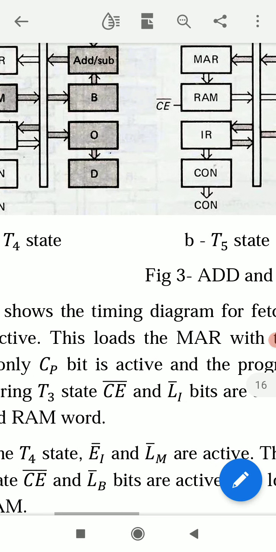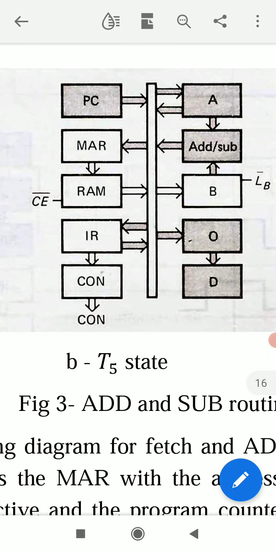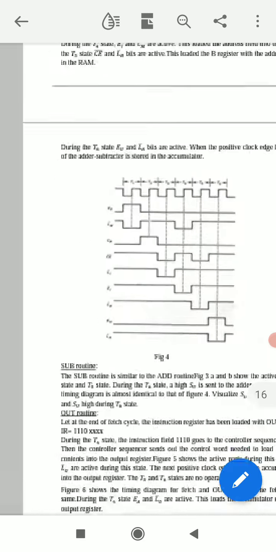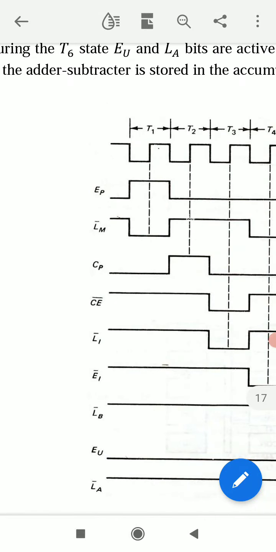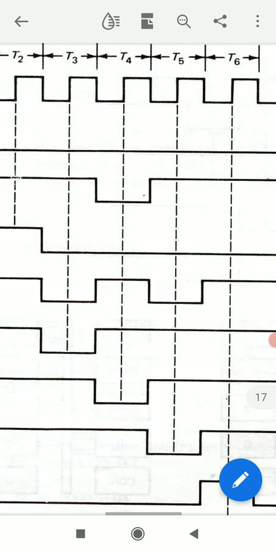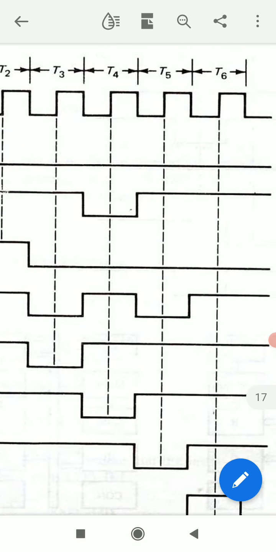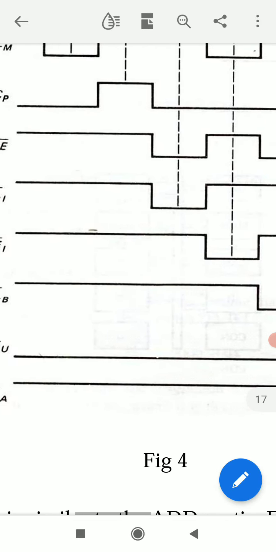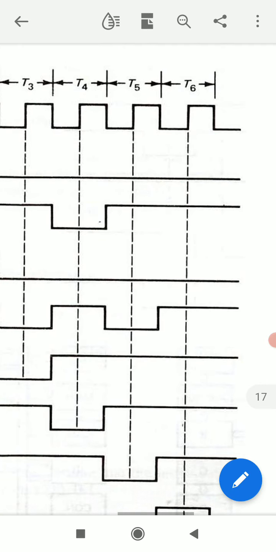During T5 state, the active bits are CE bar and LB bar. These are active when these are 0. So during T5 state, CE bar must be 0 and LB bar must be 0. CE bar is here. This CE bar is 0 during T5 state. And LB bar is here, and this LB bar is also 0 during this T5 state.